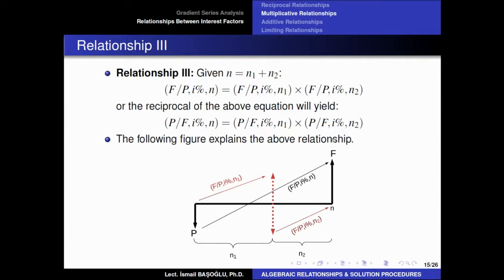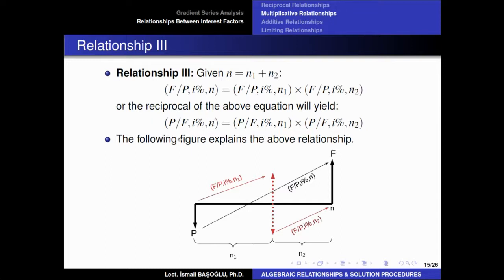So instead of this direct calculation, you can perform an indirect calculation to calculate the single payment compound amount factor for N years. And the reciprocal of the above equation will also be true, which means you can also convert the future value to the present value for N years.